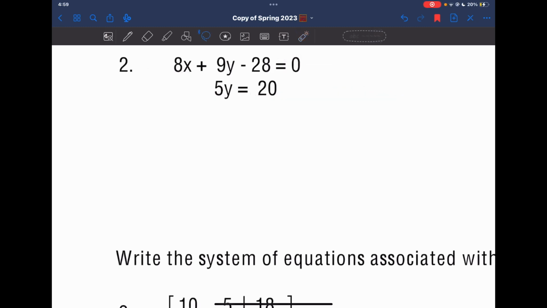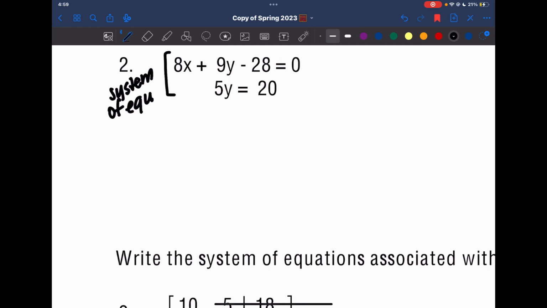Okay, so now we're going to look at number 2. Number 2 has 2 rows and 3 columns. So let's talk about this. This is a system. It's called a system of equations.